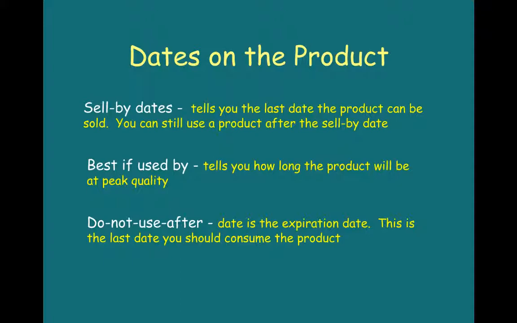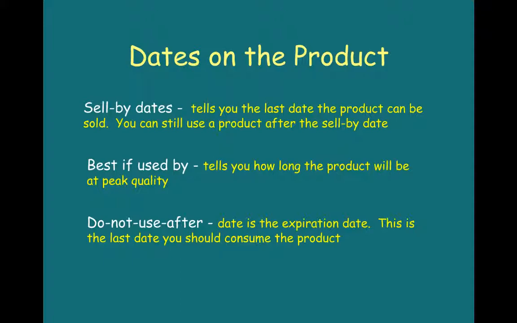So to first start off, when you're going to be a healthy consumer, especially when you are doing your own grocery shopping, you need to look for dates on the product. There are several different types of dates that tell you when you should use them, when best to use them, or if you shouldn't use them or buy them at all. There are sell-by dates, and this tells you the last date the product can be sold in the store. You can still use this product after the sell-by date, but it means that the store selling it has to sell it by a certain date, otherwise they have to take it off their shelves and get rid of it.